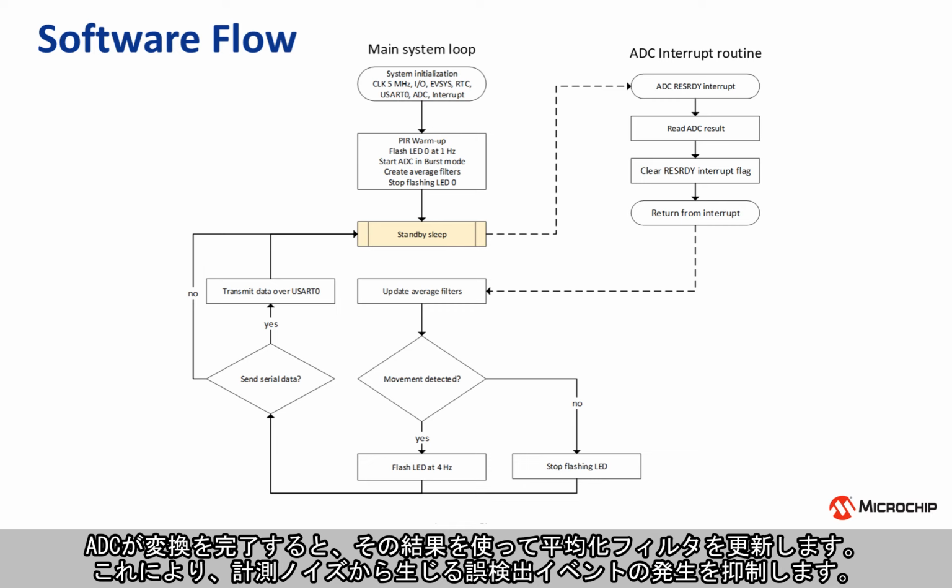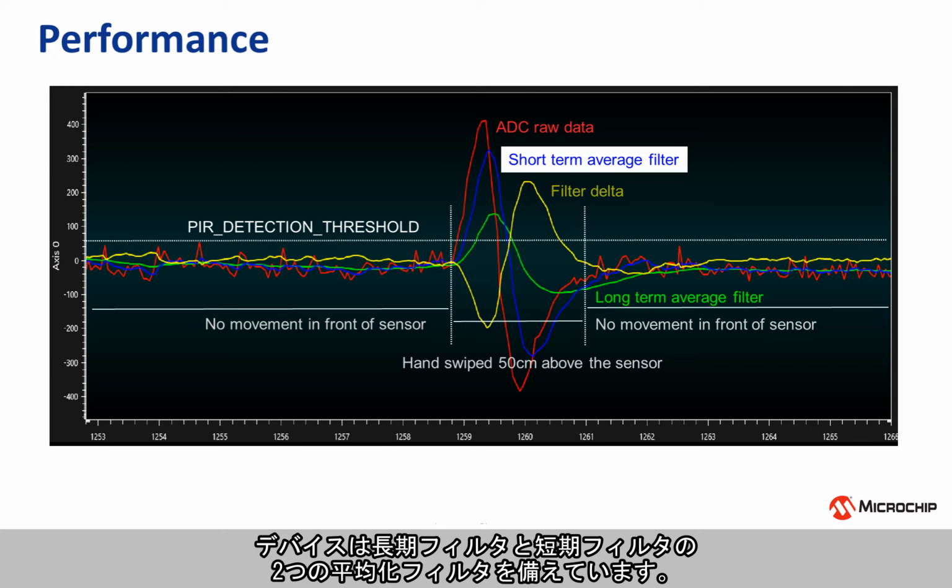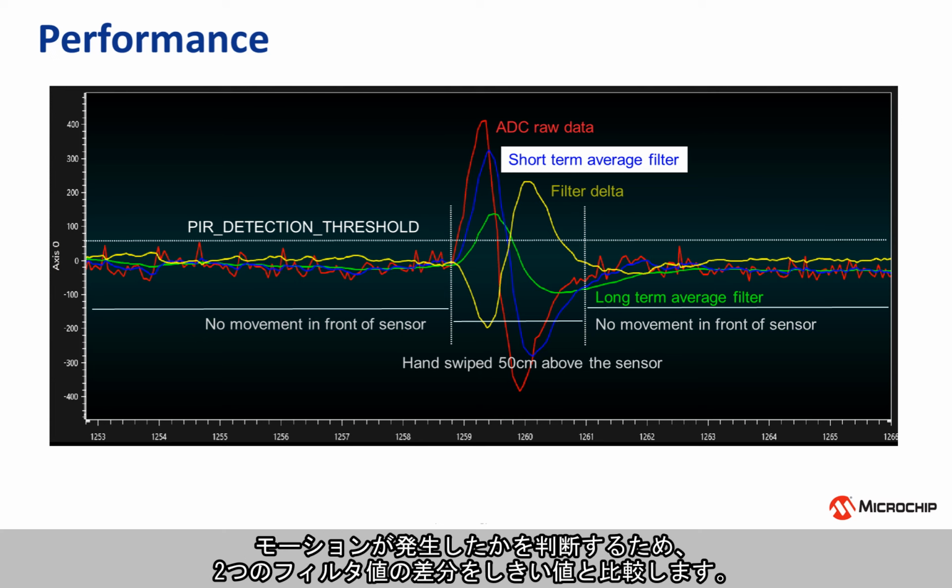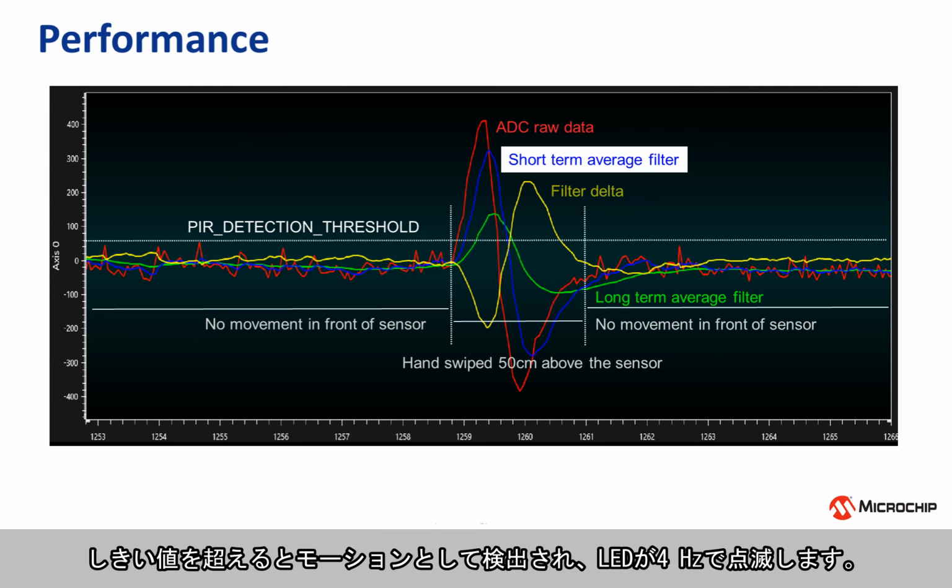When the ADC completes a conversion, the ADC result is used to update the averaging filters, which reduces the chance of a false detection event caused by noise in the measurement. There are 2 averaging filters on the device: a long-term filter and a short-term filter. To determine if motion occurred, the difference in value between the filters is compared to a threshold level. If the threshold is exceeded, motion is detected and an LED flashes at 4 Hz.